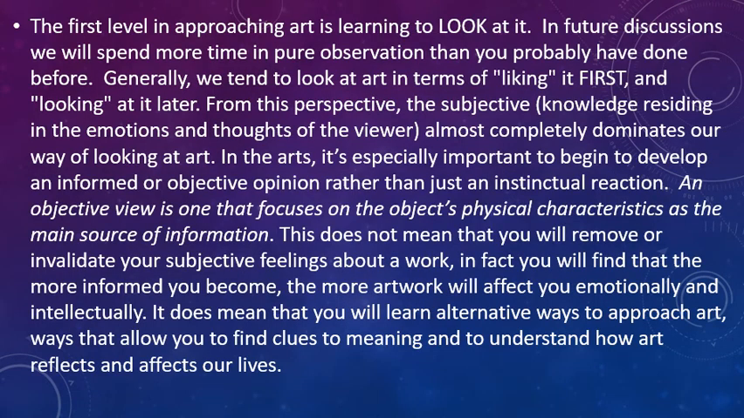So the first level in approaching art is learning to look at it. In future discussions, we will spend more time in pure observation than you probably have done before. Generally, we tend to look at art in terms of liking it first and looking at it later. From this perspective, the subjective. When we say subjective, it is the knowledge residing in the emotions and thoughts of the viewer. So it almost completely dominates our way of looking at art. In the arts, it's especially important to begin to develop an informed or objective opinion rather than just an instinctual reaction.